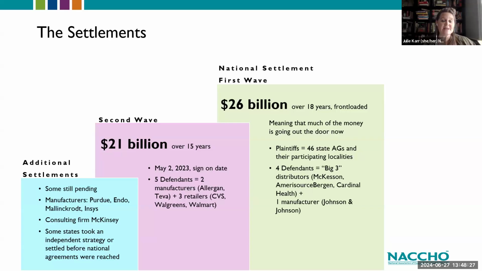There's a second wave of funds. These are funds that were signed in May of last year. That includes Walgreens, Walmart, CVS, et cetera. Those funds will start to be going out as well. There are still some additional settlements that have been pending. Purdue, which we'll talk about in just a second, had a major development at the Supreme Court level just today, as well as the consulting firm McKinsey. Some states are looking at independent strategies for settlements as well. This is the most complex civil litigation in US history for a good reason. It's just really, really complex. Next slide.